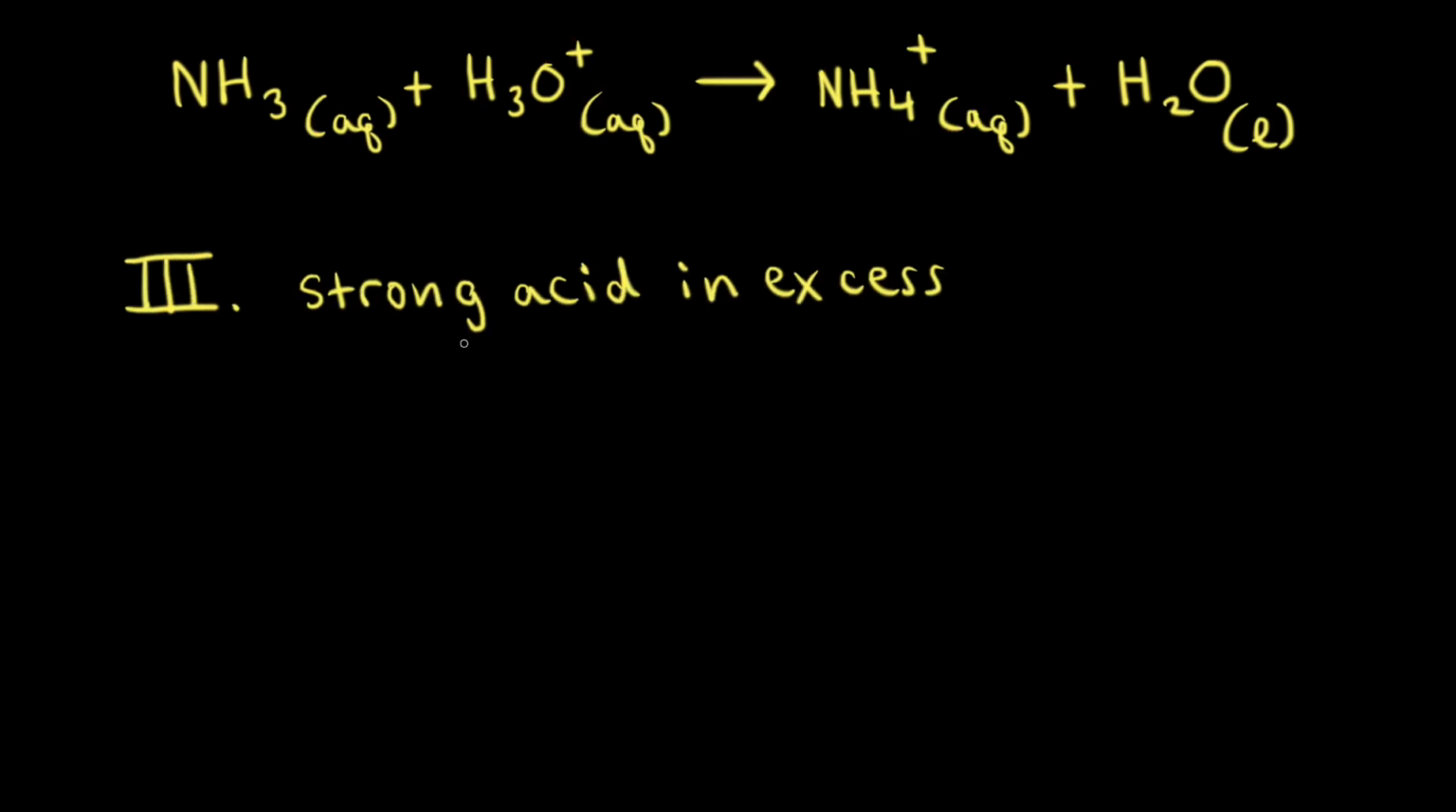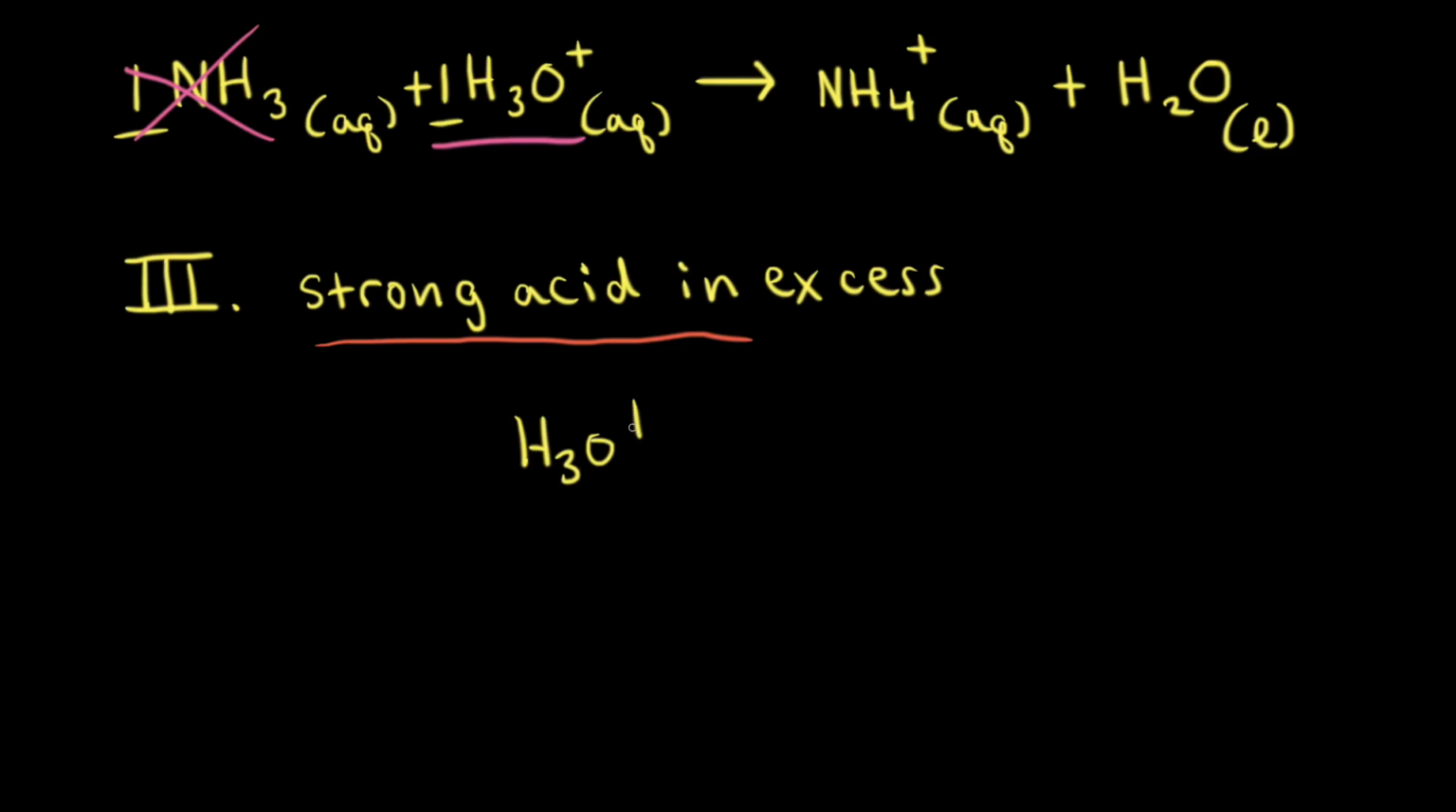For our third situation, let's say we have the strong acid in excess. Since the mole ratio of weak base to strong acid is 1:1, if we have more of the strong acid than the weak base, all of the weak base will be used up, and we'll have some strong acid in excess. Therefore, there'll be a concentration of hydronium ions in solution, which would make the resulting solution acidic. So at 25 degrees Celsius, the pH would be less than 7. We could calculate the actual pH of the resulting solution by doing a strong acid pH calculation problem.